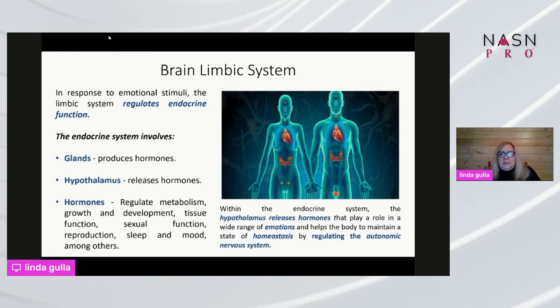Within the endocrine system, the hypothalamus releases hormones that play a role in a wide range of emotions and helps the body to maintain a state of homeostasis by regulating the autonomic nervous system. So homeostasis is they're trying to balance within the endocrine system. So the hypothalamus works to actually try to balance your hormones.